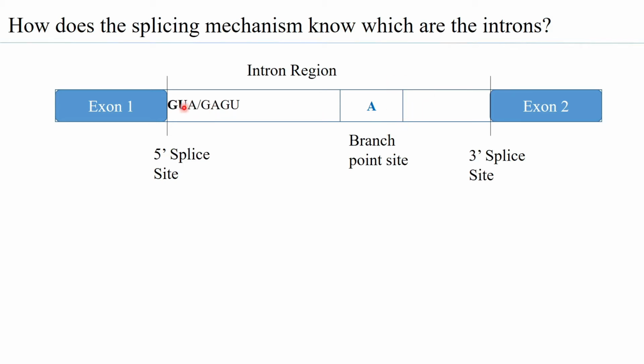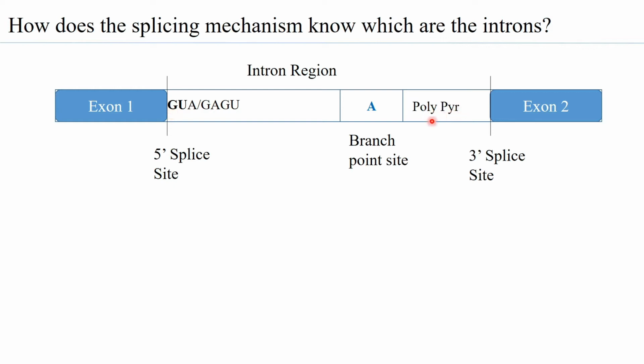Okay, before going into that, look at the sequence that is conserved in the 5' splice site. It is GUA, either A or G, and AGU. So it is basically GUAAGU or GUGAGU. Of this sequence, GU is again highly conserved.